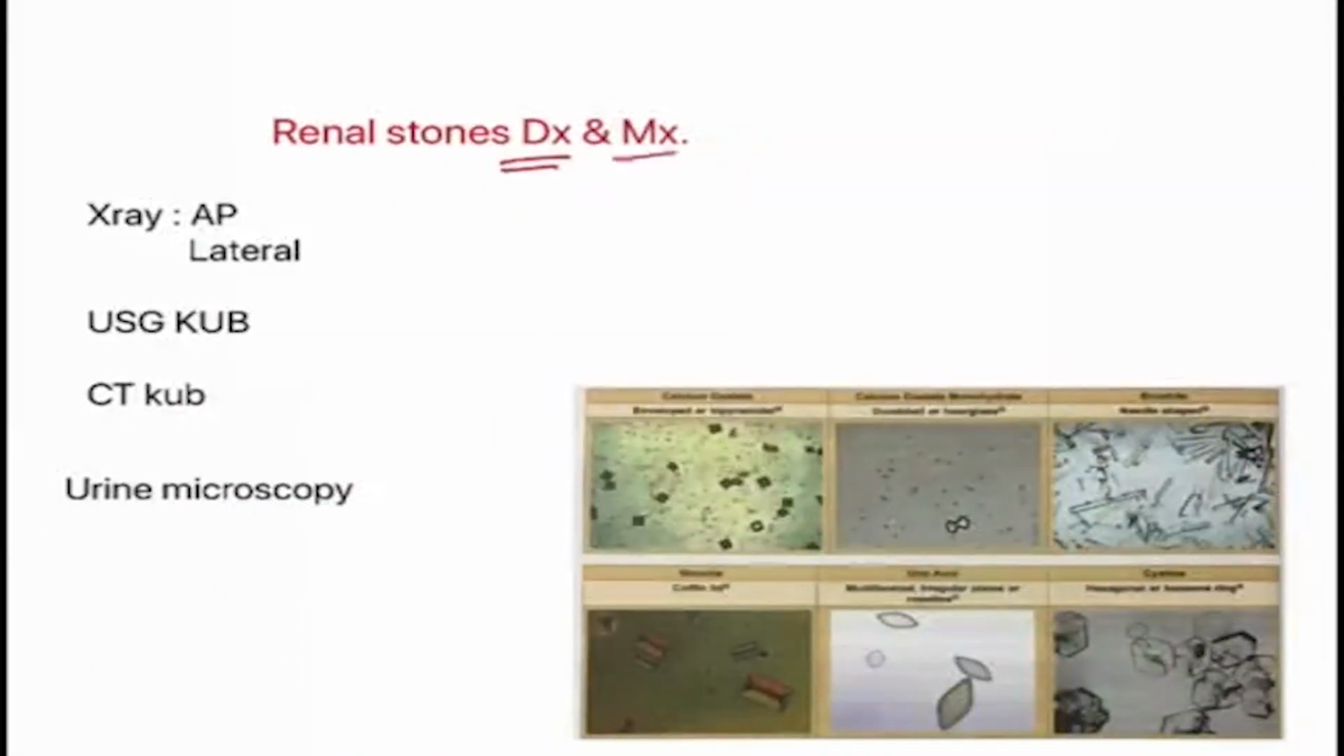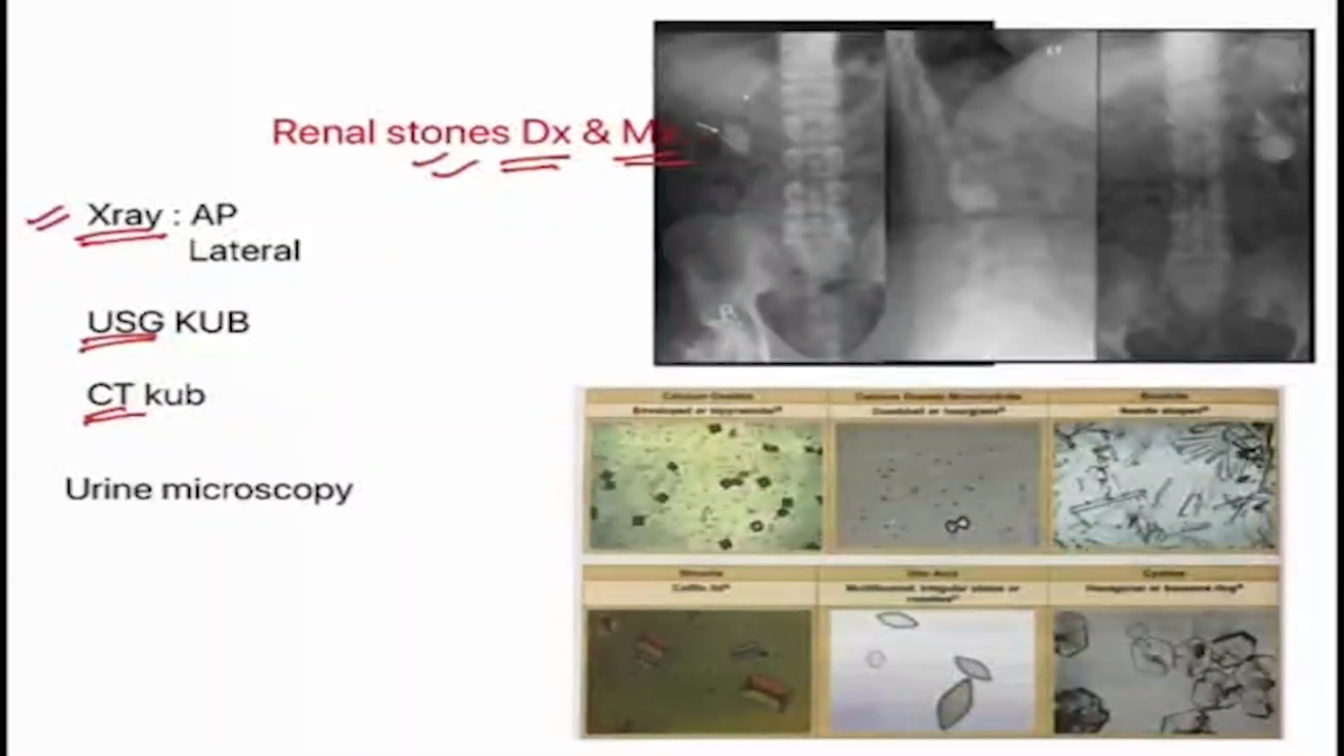Now coming to the diagnosis and management of renal stones. For diagnosis, radiological investigations are X-ray, ultrasound, and CT scan. X-ray of the kidney, ureter, bladder region is the initial investigation to be done. This is because 90% of kidney stones are radio-opaque, so these are visualized on simple X-ray.